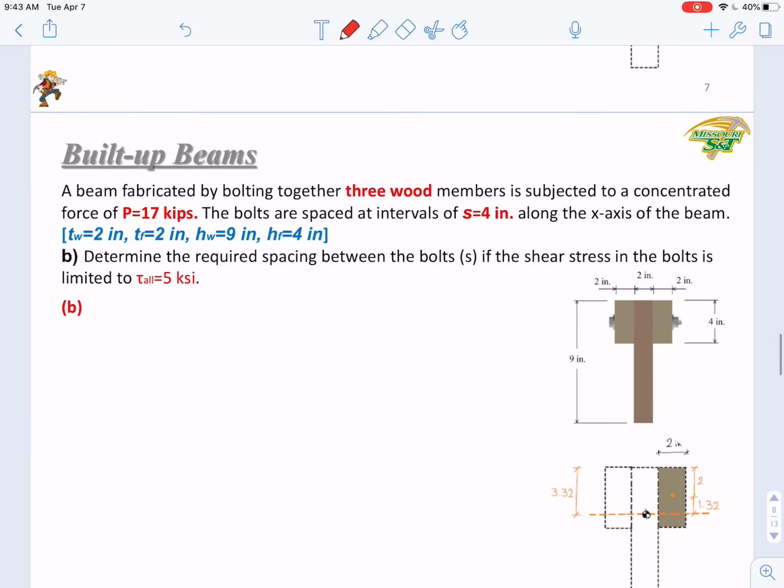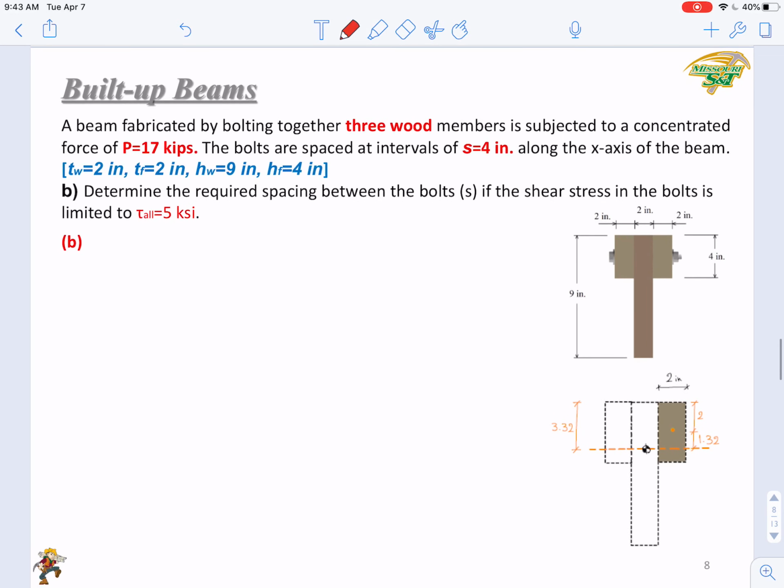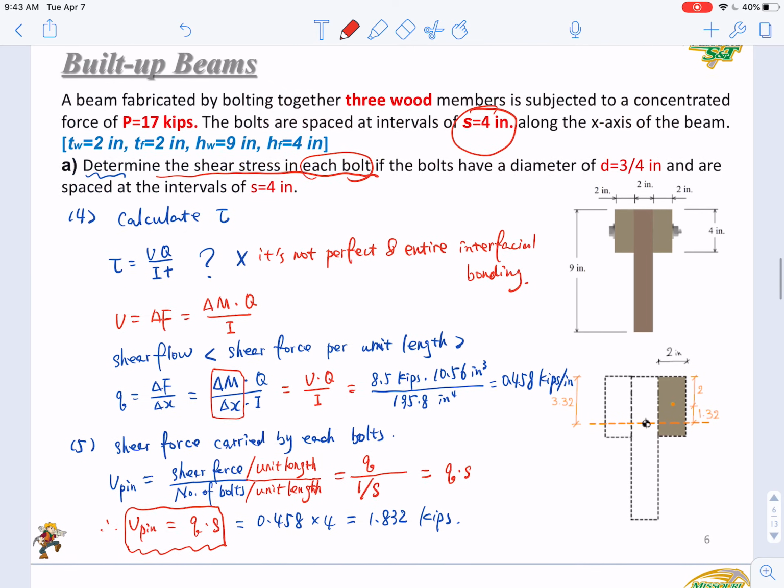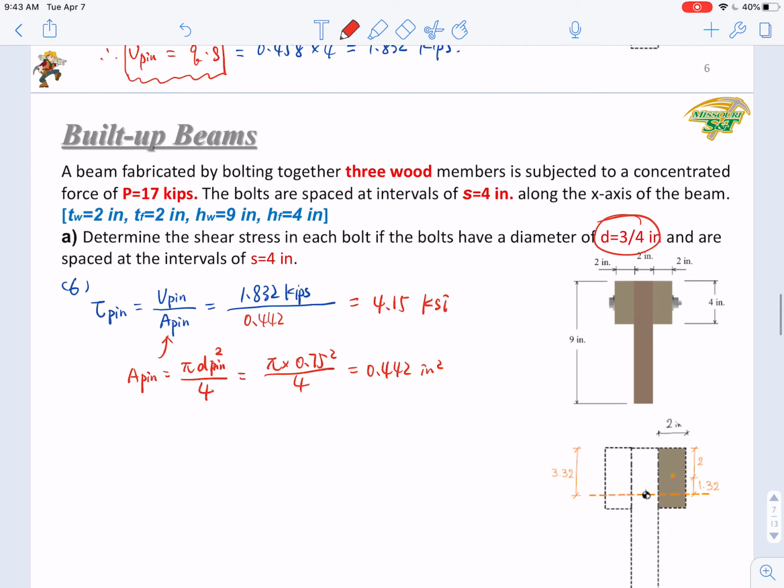If you design this built-up beam, design the s value, the first steps will be totally the same. Actually, the first 5 steps will be the same. You just repeat step 1, determine V, step 2, determine Y bar and I, step 3, determine Q.